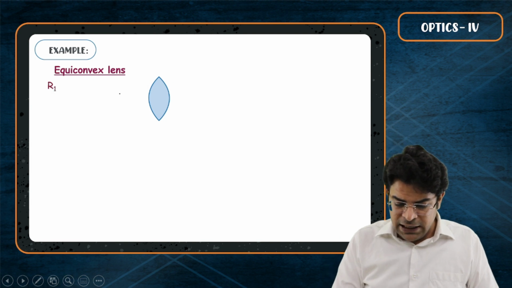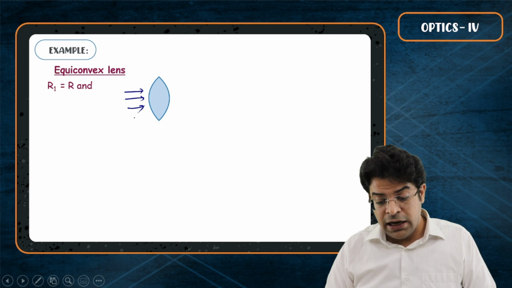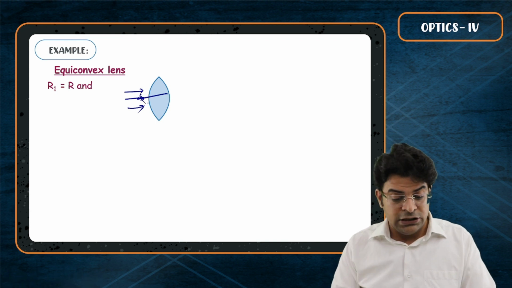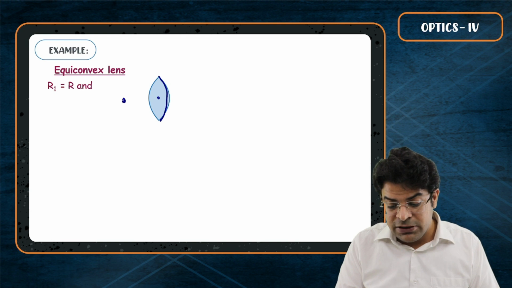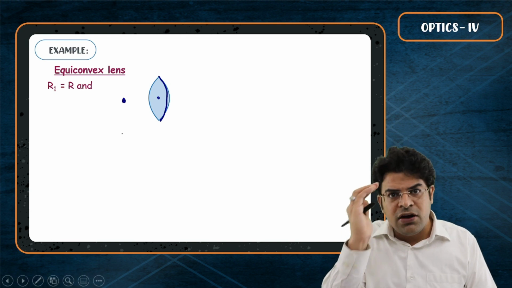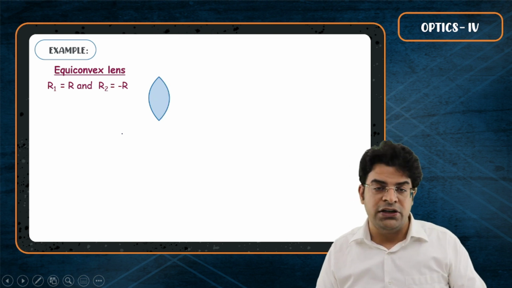So you will say that if light rays hit from here, r1 will be plus r and r2 will be minus r. Because for the second surface, the center will be somewhere here. So the position of the center of the second surface will be negative. So r1 will be plus r, r2 will be minus r.